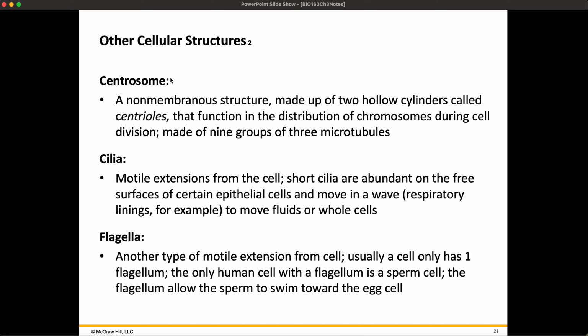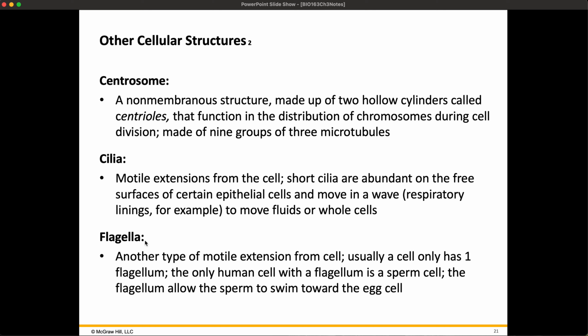All right, centrosomes. Centrosomes, again, are going to be important for cellular division. They're these two hollow cylinders called centrioles that function in the distribution of chromosomes. They help to line up the chromosomes so that they can be divided evenly.